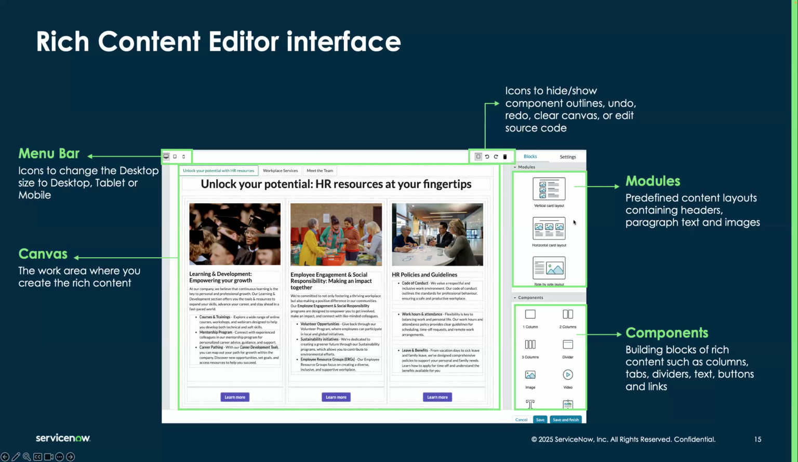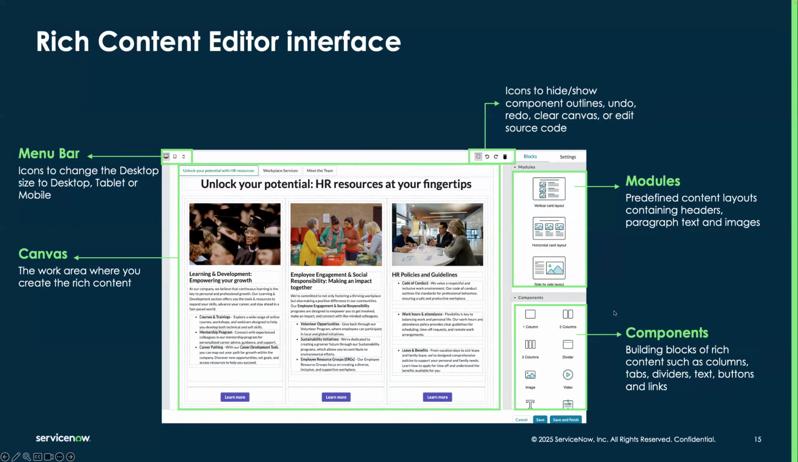These are pre-built content layouts that we have provided out of the box, just to give you ideas on how to go about creating rich content. So instead of starting with a blank slate, you could drag in any of these modules. You could use the vertical card layout, the horizontal card layout, or the side-by-side card layout. They contain headers, paragraph text, and image placeholders, and you can just go ahead and add your content there. You don't need to build the canvas from scratch.